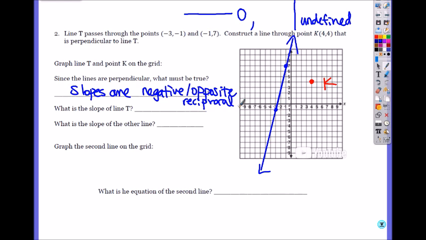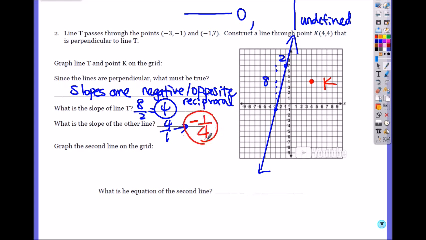What is the slope of T? 1, 2, 3, 4, 5, 6, 7, 8. Rise over run 2. So it's 8 over 2, which is 4. You have to always simplify your slope. Then what is the slope of the other line? 4 is the same thing as 4 over 1, right? So 4 over 1 is positive, so it becomes negative. Flip top and bottom, so it becomes 1 over 4.